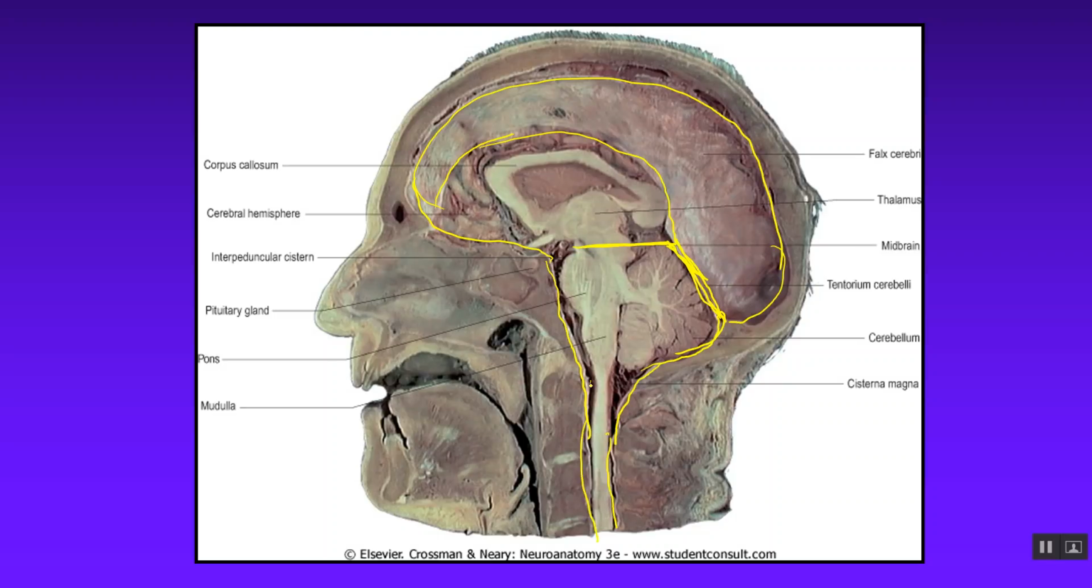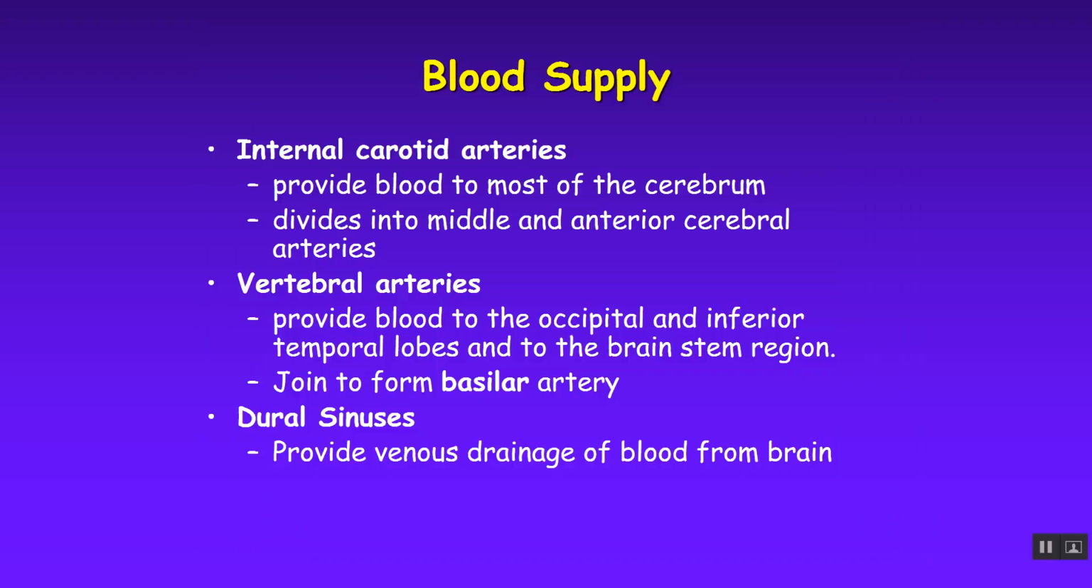And then you see those little subarachnoid spaces here where there's some gaps and spaces. Real quick, blood supply, just kind of major blood supply here. So now we're moving into that.